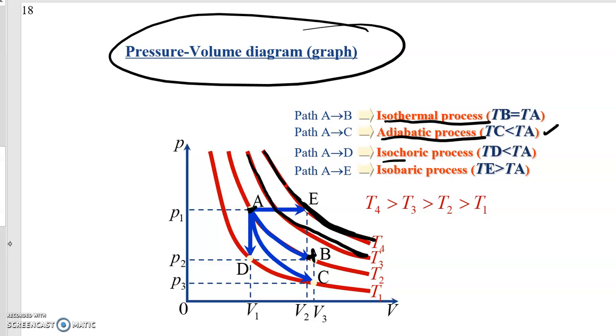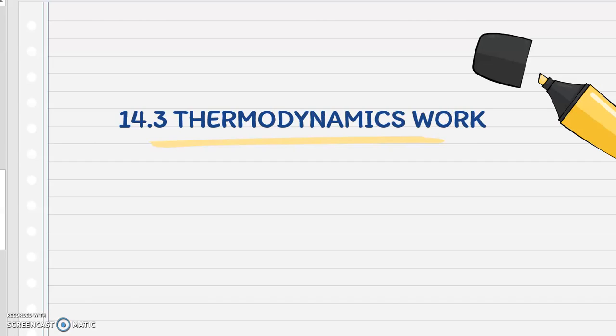And then we have the isochoric process. Process A to D is isochoric, so when it is isochoric, the volume change is zero and the work done is zero. And then we have AE, an isobaric process, where the higher up it is, the higher the temperature. For example, this one is 100 degrees Celsius, this one 55 degrees Celsius, and this one 20 degrees Celsius, or Kelvin is also fine, no problem.